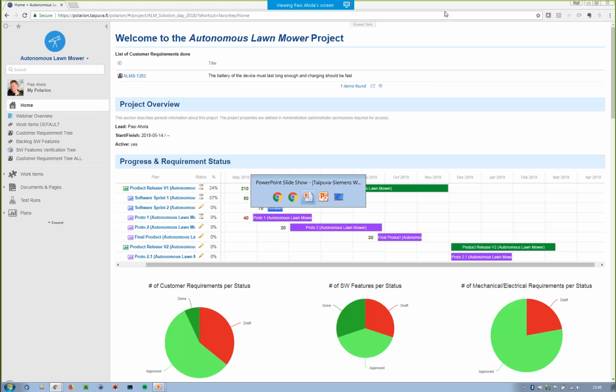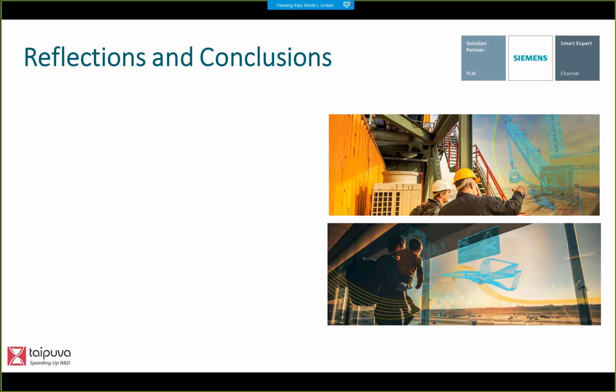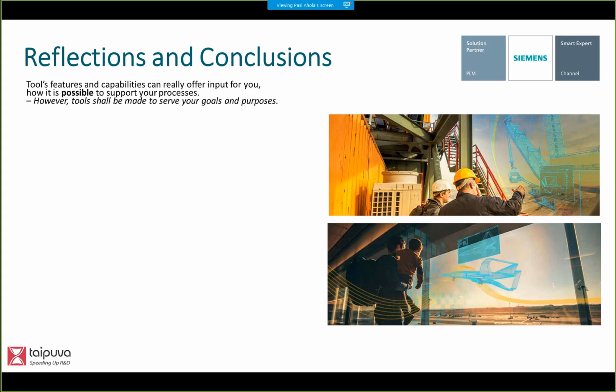Just to go back to some reflections and conclusions, what we saw, and reflecting also to the introduction part, we saw that we think that tools, features, and capabilities can really offer some input for you, how it's possible to support your processes. But still, we encourage you to think of your goals and purposes for the processes. So not going kind of tool first, but thinking of your needs first.